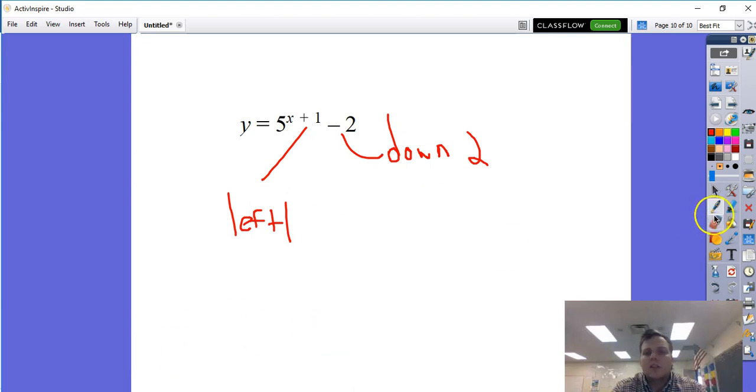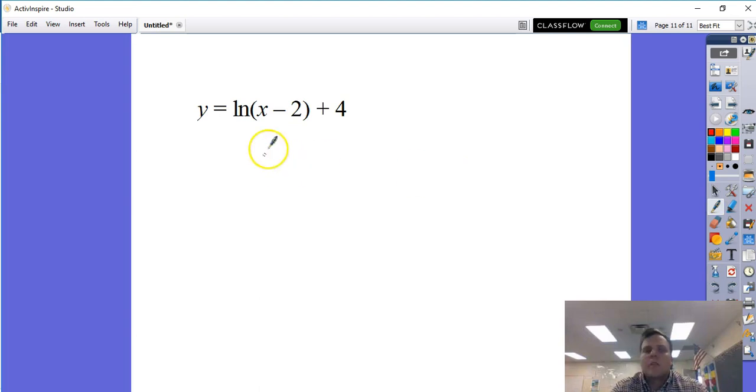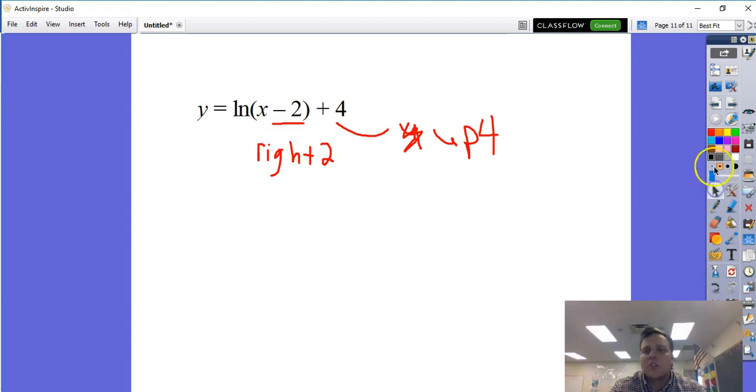Alright, let's go to our next one. When you look at this problem, natural log of x minus 2 plus 4, this minus 2 is with the x, so it means right 2. And this plus 4 is outside the function, so it just means up 4. And bam, that's all she wrote. Those are all the transformations for this problem.